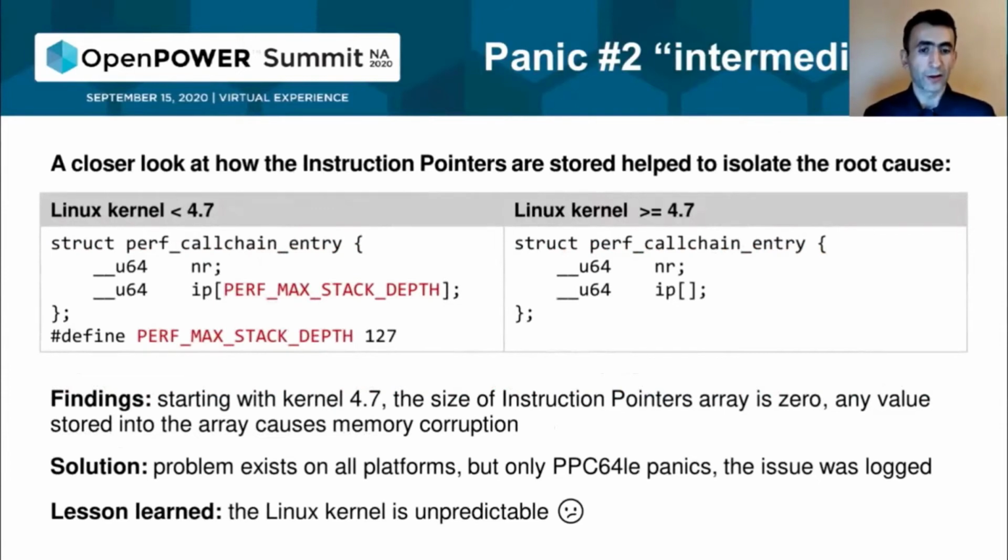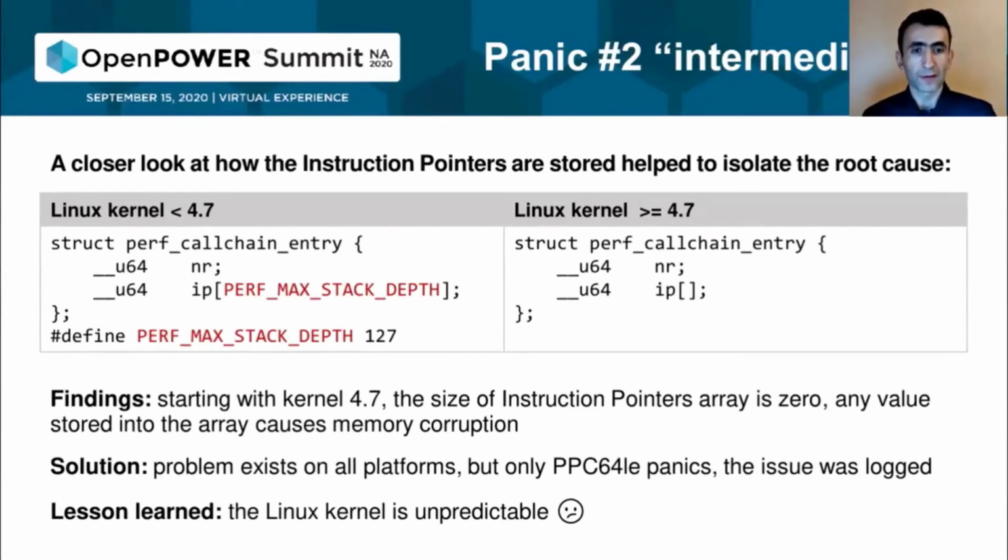The structure called perf_callchain_entry, which is used for storing instruction pointers, had been changed. Before Linux kernel 4.7, it had a pre-allocated array for 127 elements for storing instruction pointers. Starting with version 4.7, it has 0 size. So LinuxKI tries to write instruction pointers into the array and corrupts the memory beyond the structure.